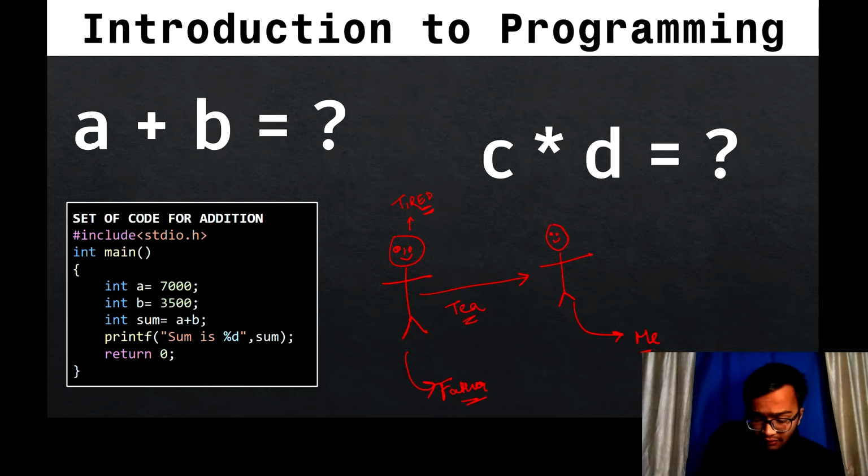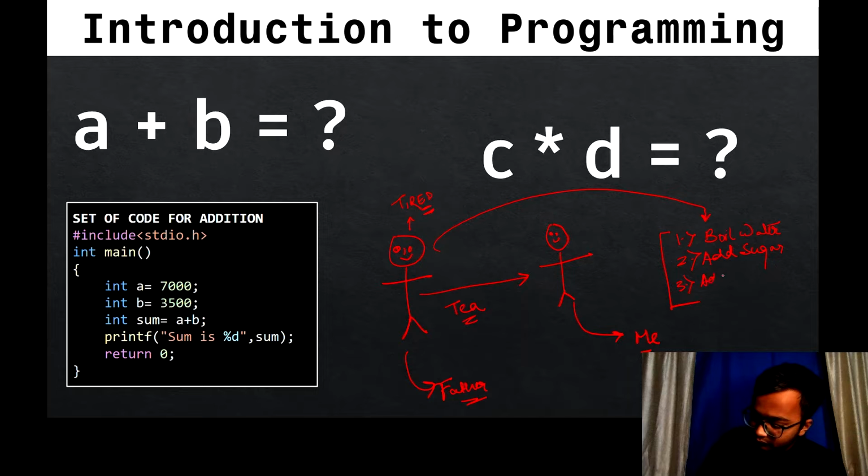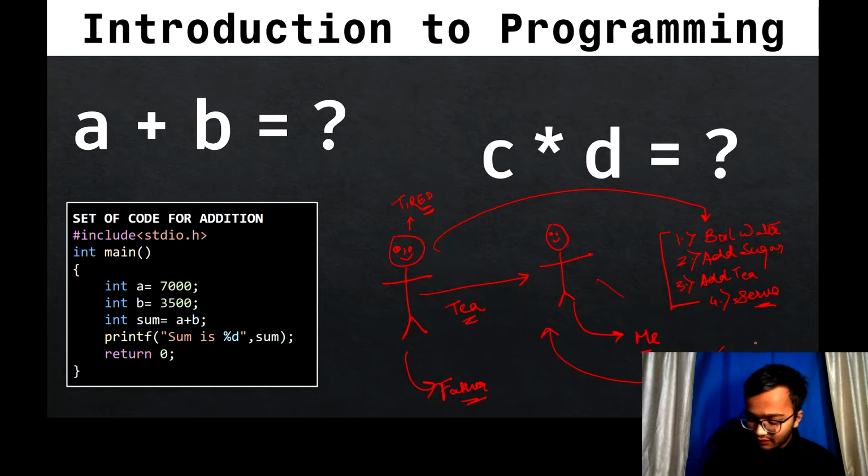So what will father do? Father will give me a set of instructions. So what are the instructions? Boil water. Add sugar. Add tea. And at the end, serve. Right? So my father will give me a set of instructions and by following this set of instructions, I will get the tea prepared for him.